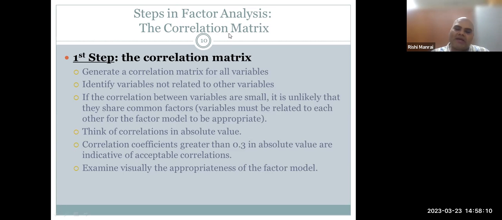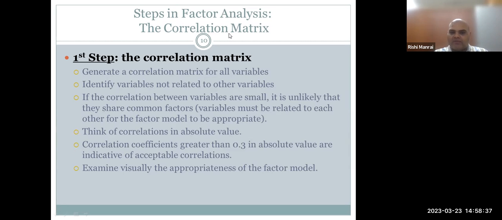Getting too high and getting too low an R square value are both a problem for the researcher. If you are getting a very high R square value, it means that your dependent variable has been very highly explained by the independent variables, which is not possible in the practical world. So that is basically a problem of multicollinearity.